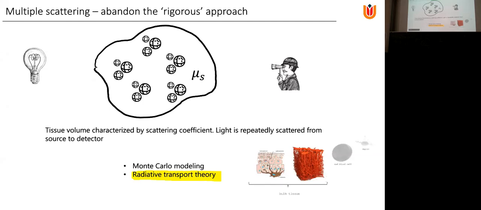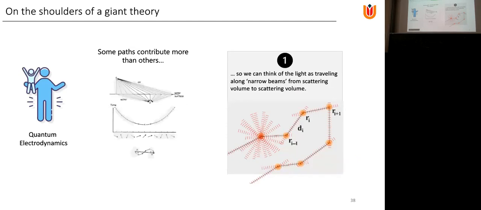As we said, we abandoned the rigorous approach of calculating electric fields. Monte Carlo is one way. The other way of treating this is very much related. It's called radiative transport theory. So let's discuss that. One thing that it certainly has in common with the Monte Carlo approach is that we can still regard the light as traveling across these beam-like paths. So really, the light can just be depicted as a collection of rays, beams that shoot out in the tissue.